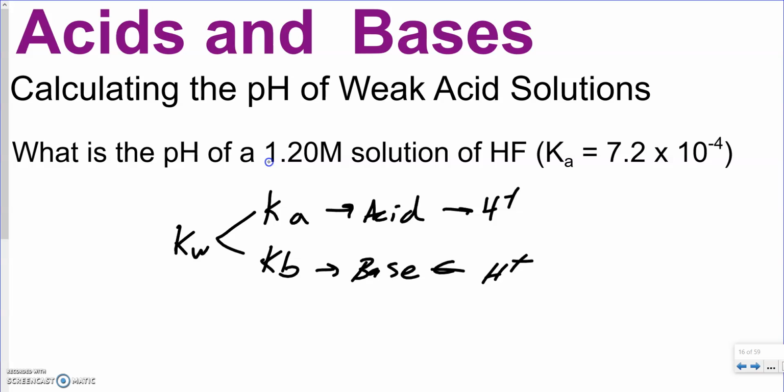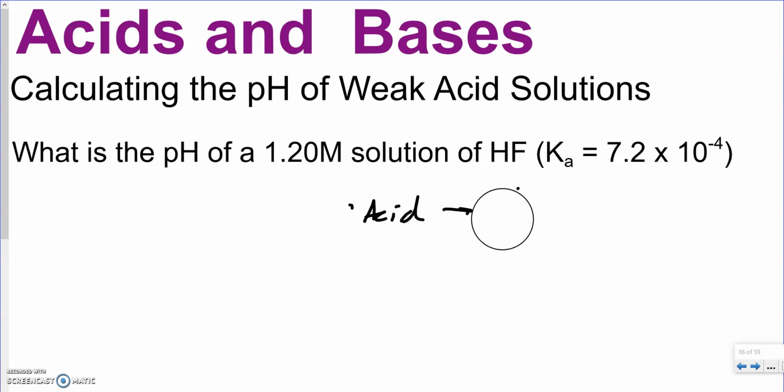Now let's look at actually solving pH for when we have a weak acid solution. So we know if it's a strong acid solution, we can just use the concentration of the acid itself because a strong acid is going to dissociate completely. But what if it doesn't dissociate completely? Then we have to use equilibrium to determine how much hydronium actually is going to be produced. So let's work through this one together.